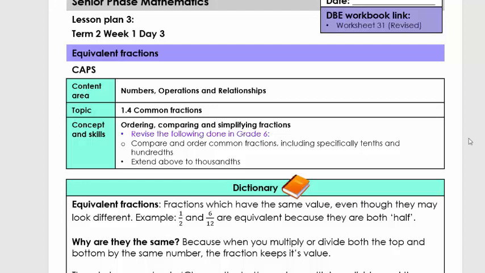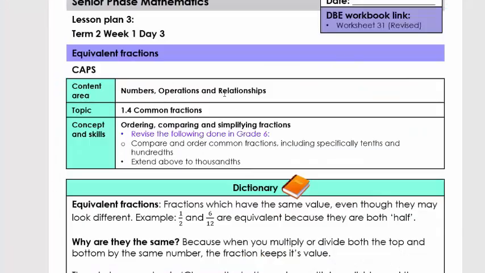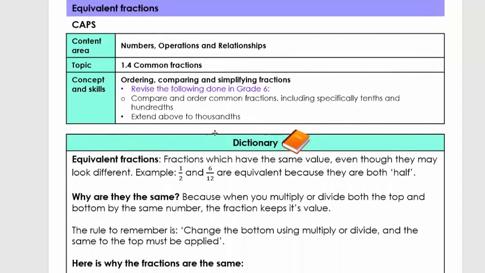Good day. We're going to do lesson plan number 3, grade 7, term 2, on equivalent fractions. Please note that this is also a revision lesson. It is also linked to worksheet 31 in the DBE book, just showing you then the link to the DBE book. And then what we have is our CAPS, the content that we need to cover.